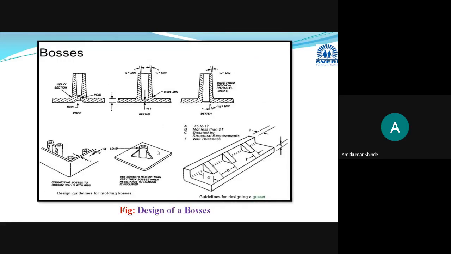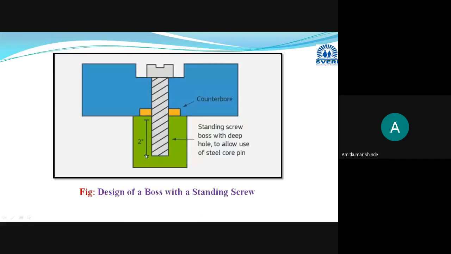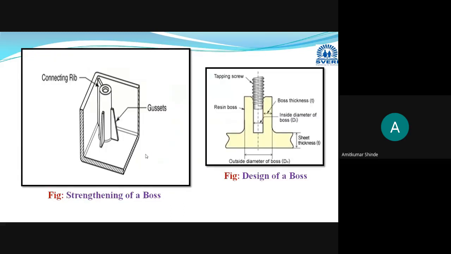Let me show some more diagrams. Here you can see this is the boss away from the wall. These are the bosses near to the wall, where a rib or gusset is provided very near. See these diagrams: these bosses are near to the wall, and gussets or ribs are provided. When away from the wall, you have to provide gussets from all four sides to provide the strength.